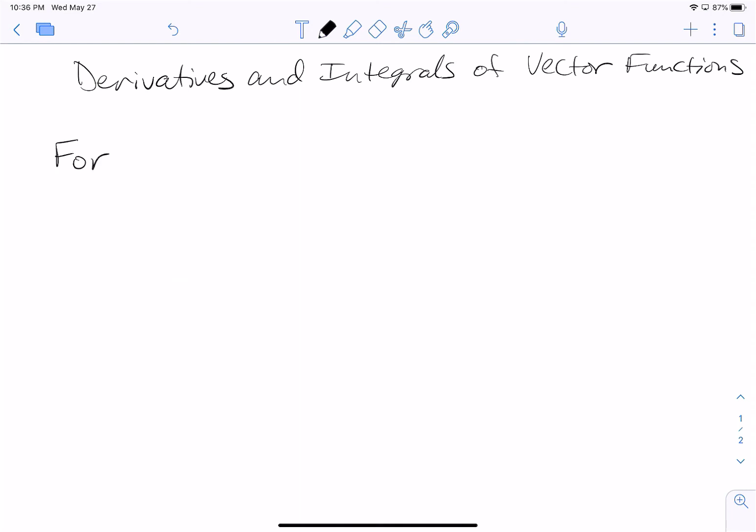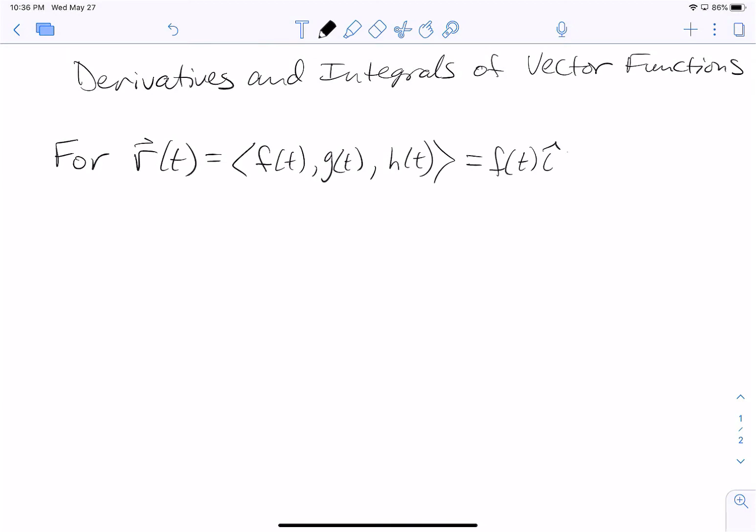Suppose we have a vector function r of t that has components f of t, g of t, and h of t. It can also be expressed, instead of using angle brackets, using ijk notation: f of t i plus g of t j plus h of t k. Boy, that's a lot of letters running around. We're going to develop the concept of a derivative of the vector function.